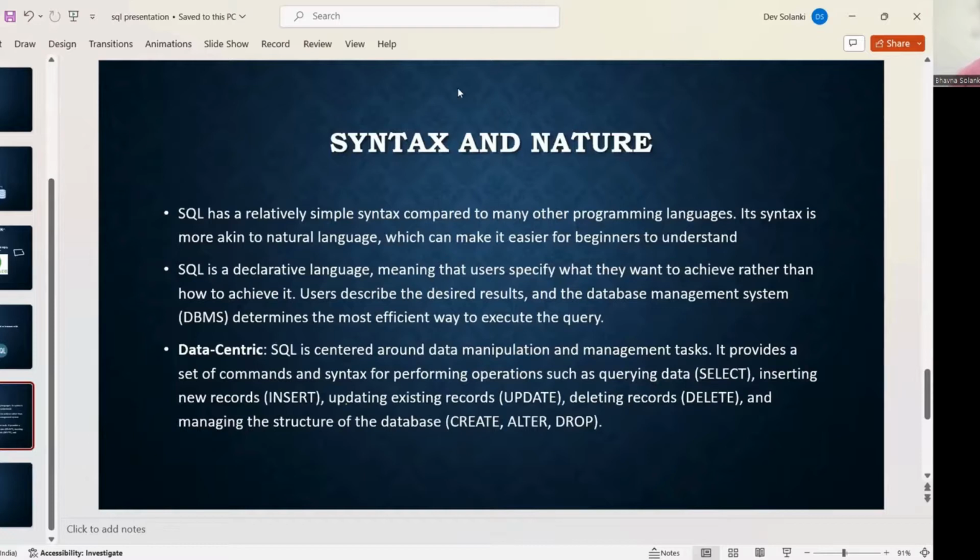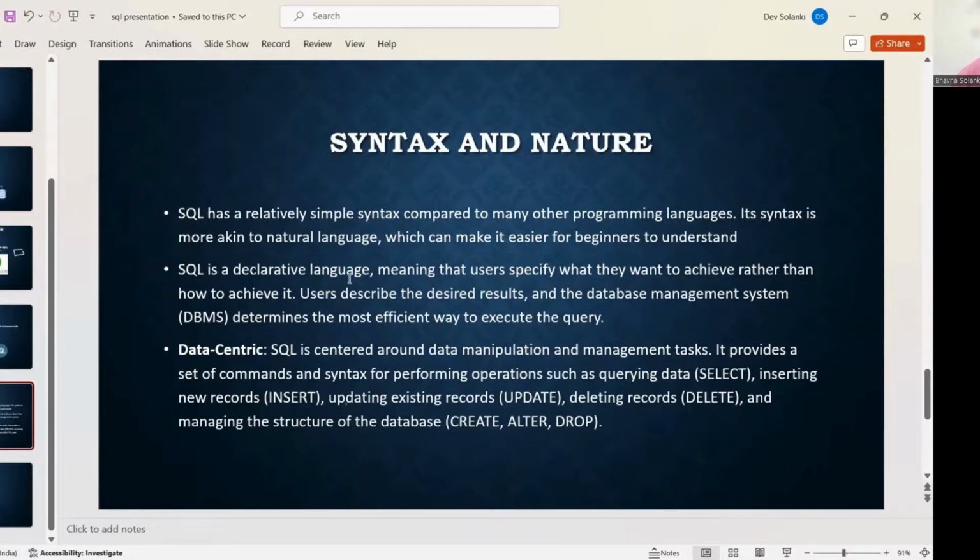The syntax and nature of SQL. SQL has relatively simple syntax compared to many other programming languages because it is a query language. If you want to search for any data, the language we use is very natural, like what we use in day-to-day life, like create, delete, drop, truncate. This is a simple syntax of SQL, which makes it easier for beginners to understand. Any person can understand it easily. It is in the form of a query.